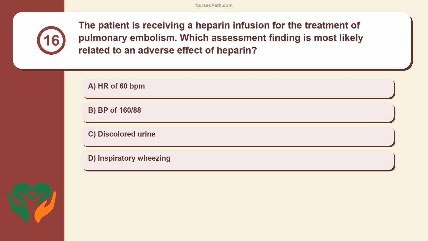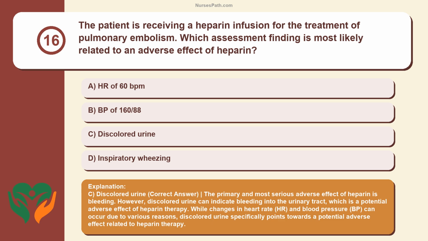Question 16. The patient is receiving a heparin infusion for the treatment of pulmonary embolism. Which assessment finding is most likely related to an adverse effect of heparin? A. HR of 60 BPM. B. BP of 160/88. C. Discolored urine. D. Inspiratory wheezing. C. Discolored urine. Correct answer.